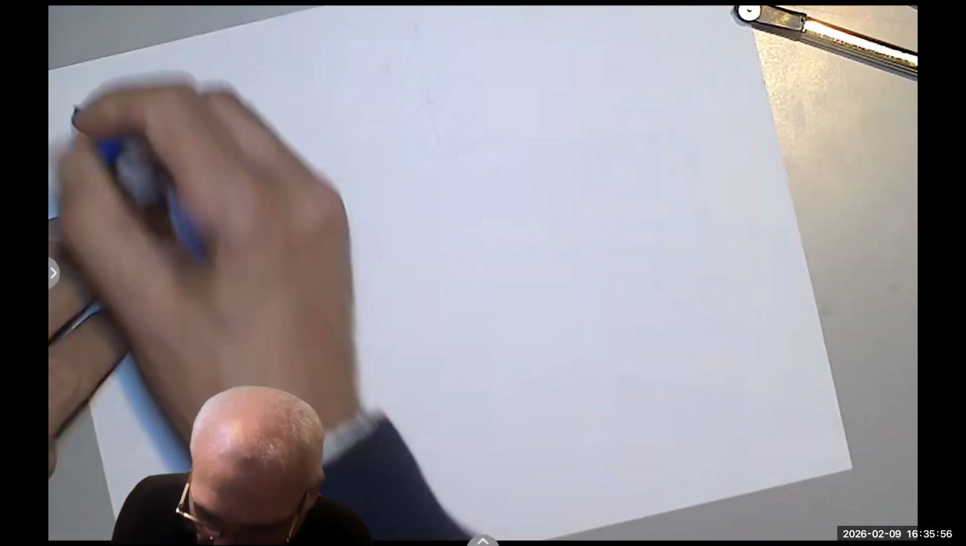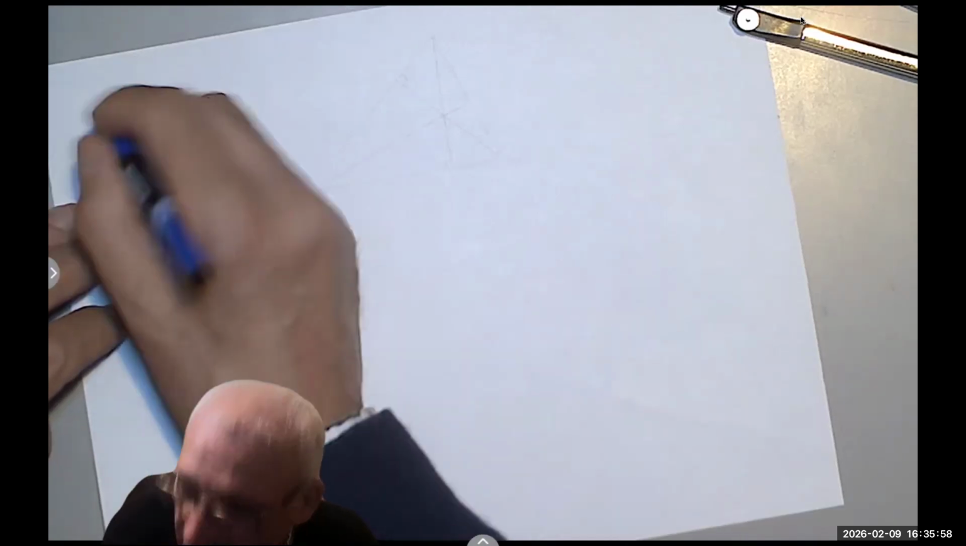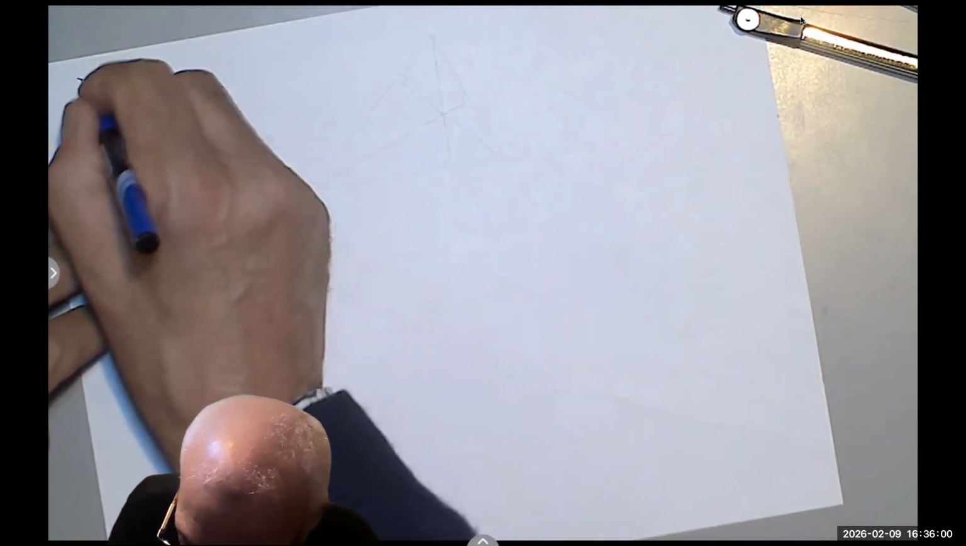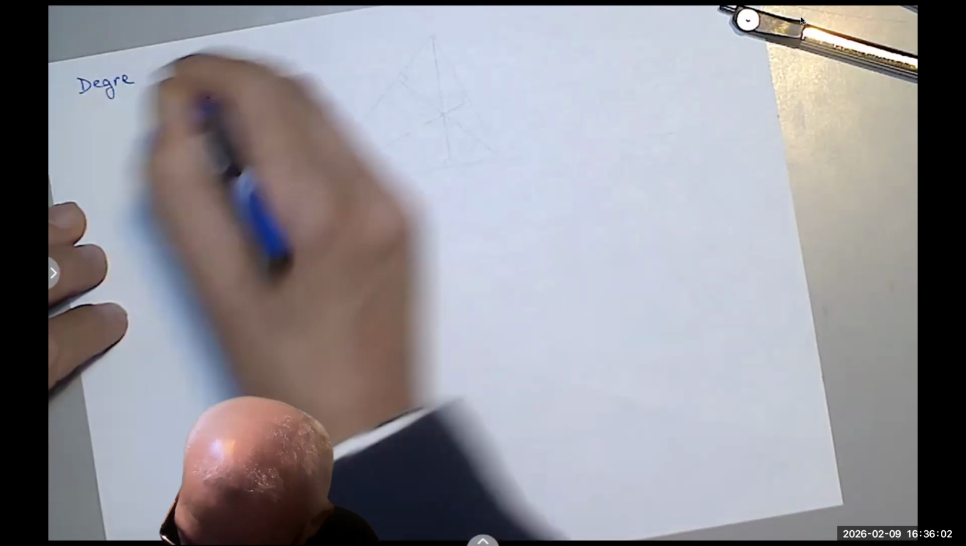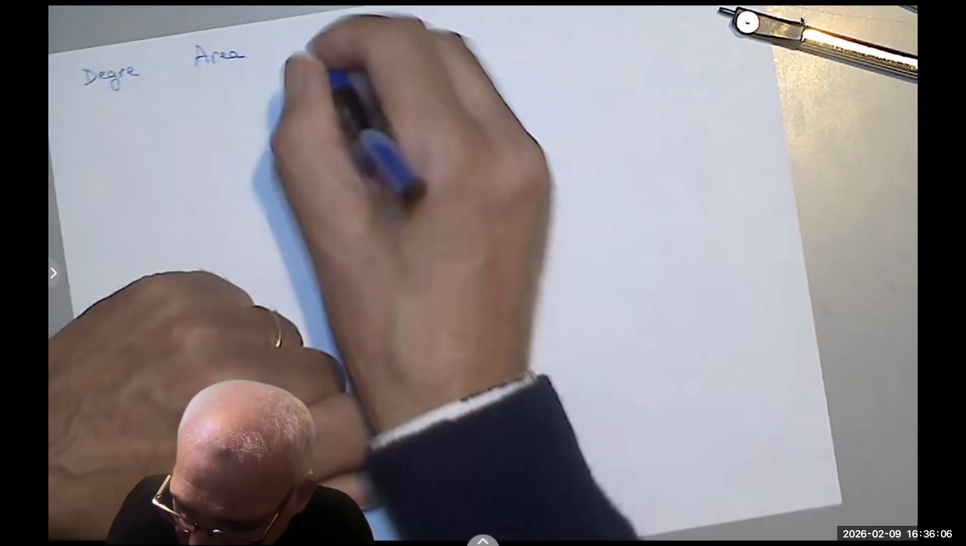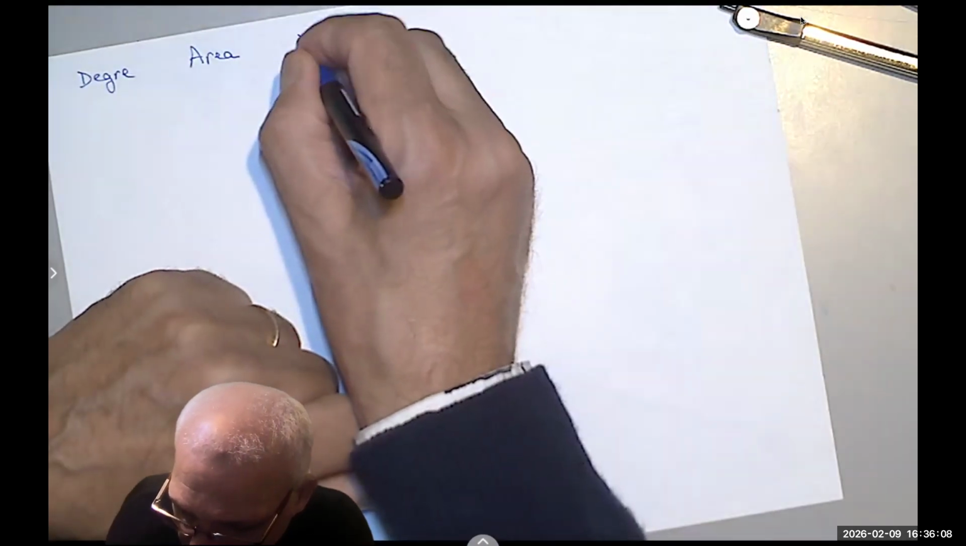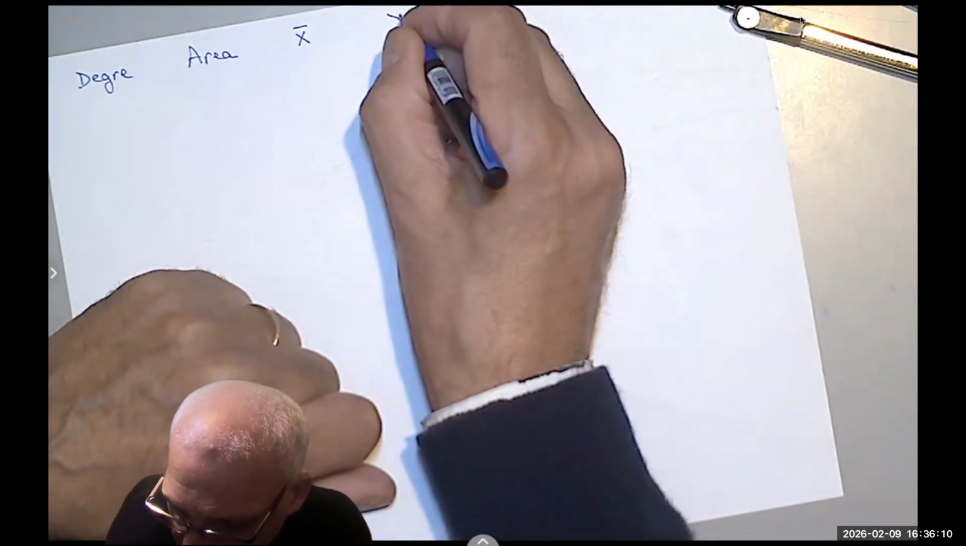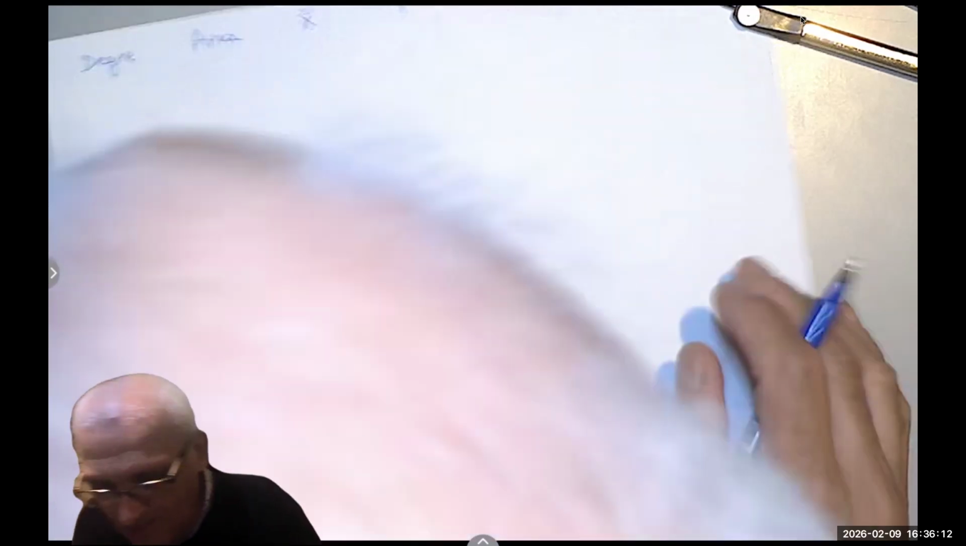So what I'm going to do here is to say the following. I'm going to say degree, area, the x coordinate of the centroid, I'm going to call it x bar, and the y coordinate of the centroid, I'm going to call it y bar. And what is the degree?